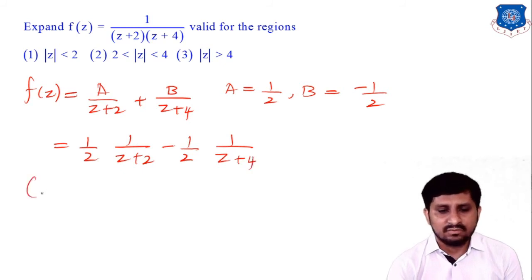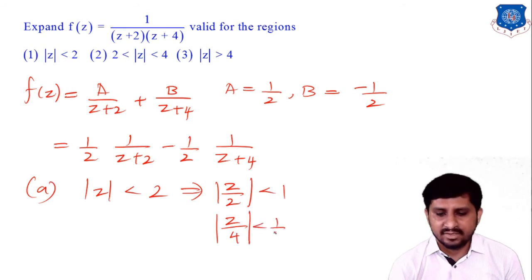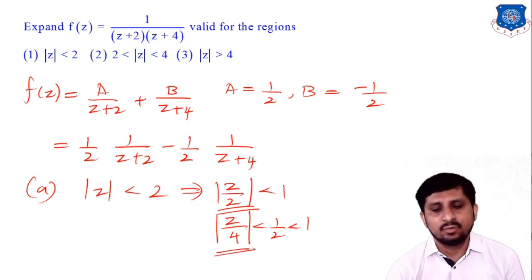Now I want to find the Taylor series for the region mod z less than 2. So we can say that mod z by 2 less than 1. Okay, and because of mod z by 2 less than 1, I can say mod z by 4 less than 1 by 2, and 1 by 2 less than 1. So now I want to use these two terms, mod z by 2 less than 1 and mod z by 4 less than 1. How?